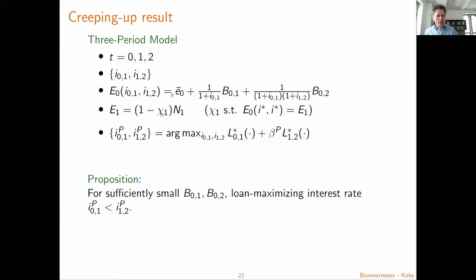But let's now assume there's a certain dividend payment. So a certain fraction of the net worth is paid out in terms of dividends. And what one can show, and given the time constraint I will just mention the proposition here: if the initial bond holdings are not too big, then the loan-maximizing interest rate is creeping up. So if you want to set today's interest rate and the next period's interest rate in such a way as to maximize total lending today and total lending tomorrow, given some discount factor from the planner's perspective, the interest rate is actually creeping up.